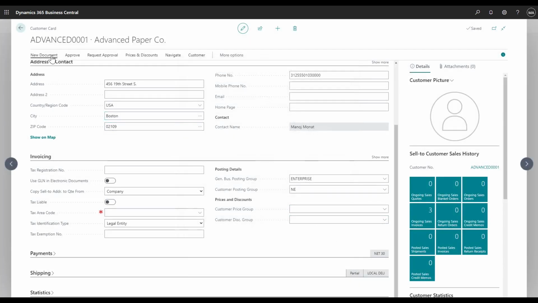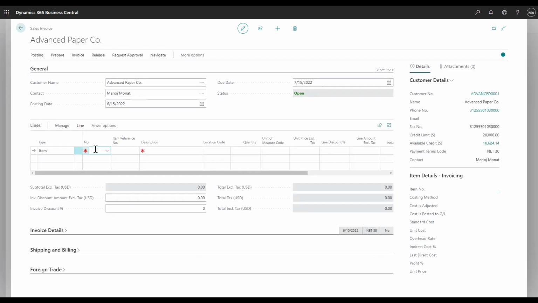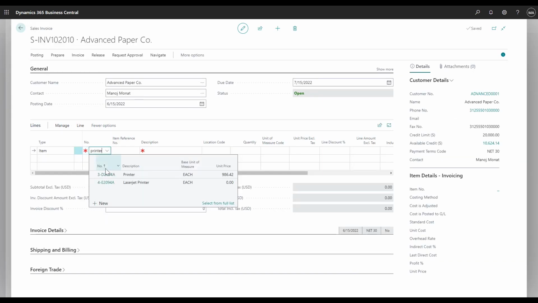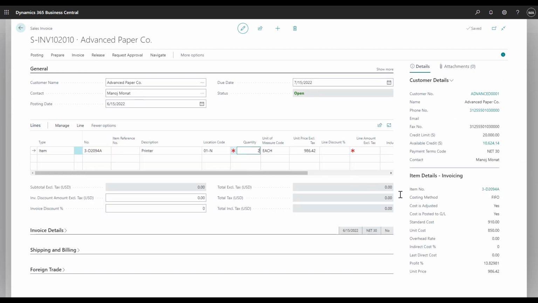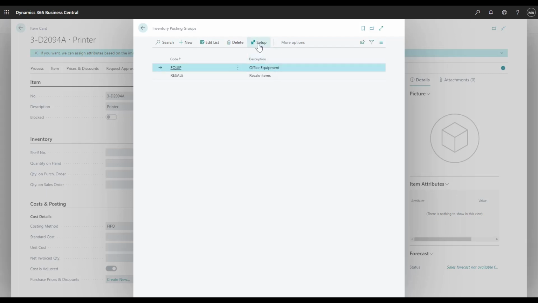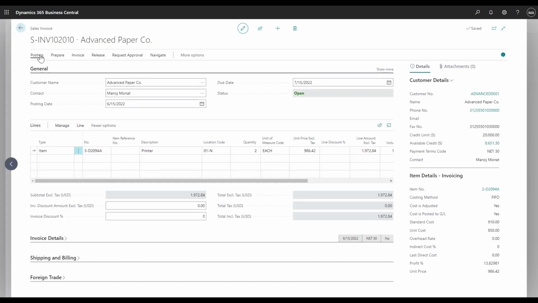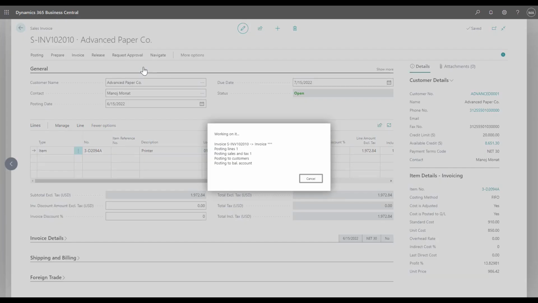Now let's create a sales invoice and see how the accounts all get defaulted onto transactions. Similar to the customer posting groups, all items also have an inventory posting group. In the inventory posting group is where you can define accounts based on item classification and location. Finally, let's preview posting for the invoice so we can see the GL accounts that will be used when posting.